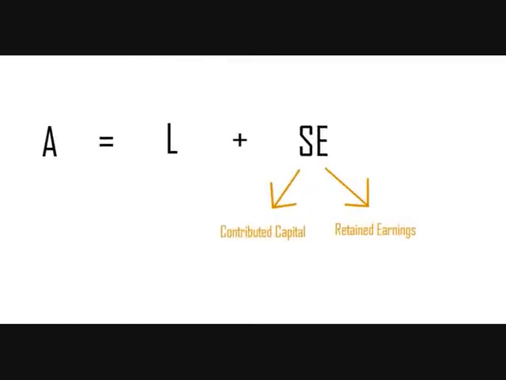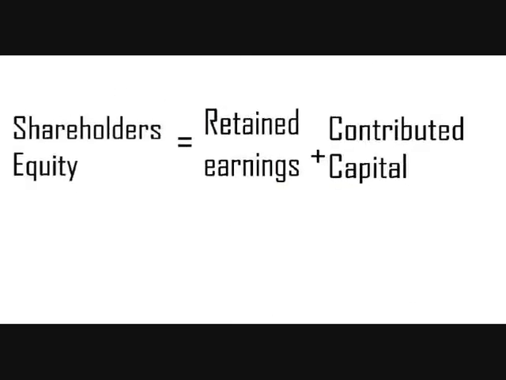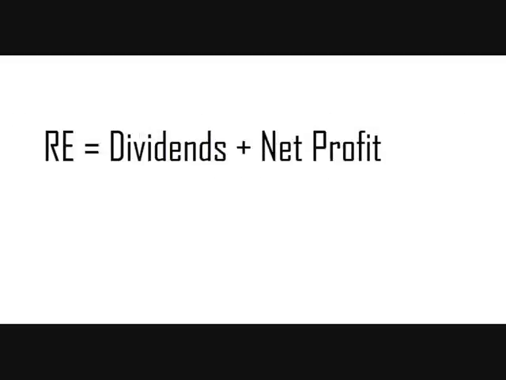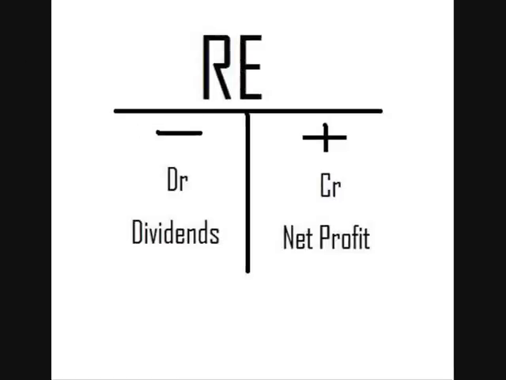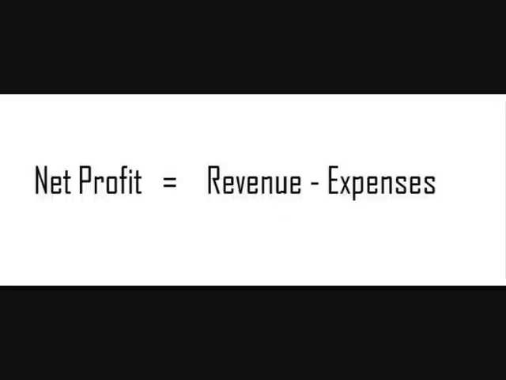Now for the tricky part. Shareholders' equity is made up of retained earnings and contributed capital. Retained earnings is made up of two parts: dividends and net profit. Dividends are typically a debit or decrease in retained earnings, while net profit is typically a credit or increase. Net profit is then made up of two parts itself: revenues and expenses.